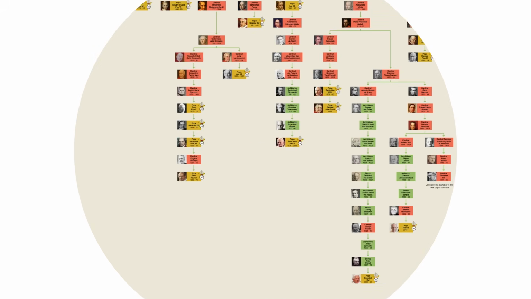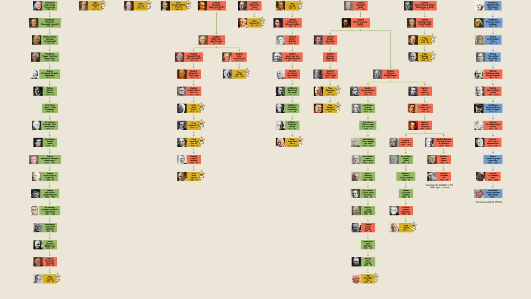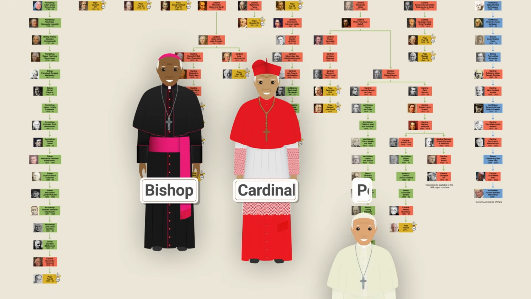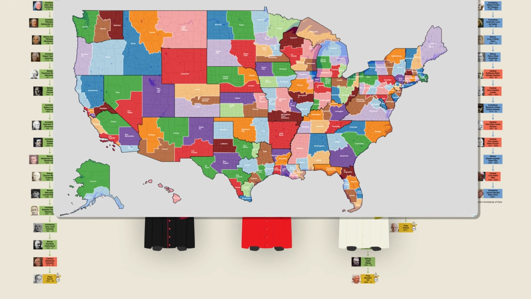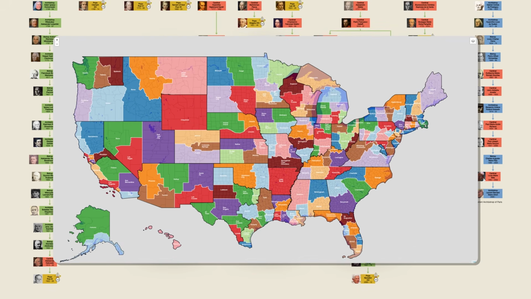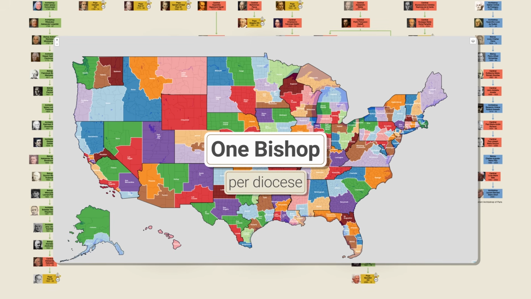Okay, back to the family tree of popes. The first thing you need to know is the difference between the terms bishop, cardinal, and pope. Nowadays, the Catholic Church is divided into regions called dioceses, and in the United States, there are 194 of them. Each of these dioceses has many churches, each with one or more priests. However, there is only ever one bishop per diocese, because the bishop is the person who is in charge of that whole region.